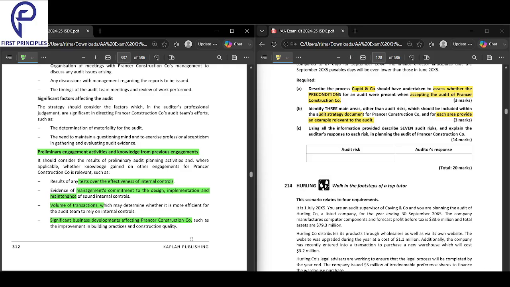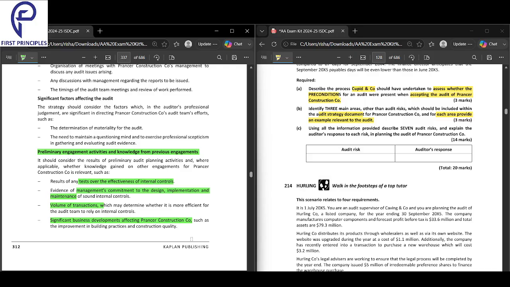Any volume of transactions which will determine whether it is more efficient for the audit team to rely on internal controls, whether the management's commitment to the design, implementation, and maintenance of sound internal control, the result of any test over the effectiveness of any internal controls. So initially, whatever activities you conducted to get an understanding about the company, the result of that. If you did the audit the previous year, anything that you could utilize from there. Then any developments affecting the construction company, such as improvement in building practices and construction quality.